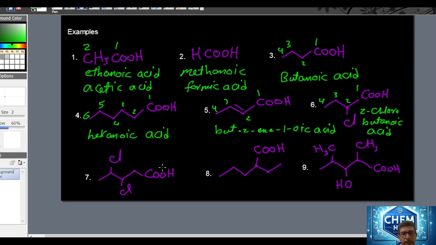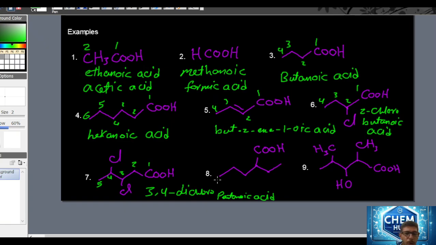How about this one? Again, you would start from here. One, two, three, four, five. Here you have on carbon number three and carbon number five, you have two chlorine atoms, right? So you have to write always the substituents first. So you have two chlorine atoms. So three, five, dichloro, and let me write it here, sorry. So this is five, so this is pentanoic acid.